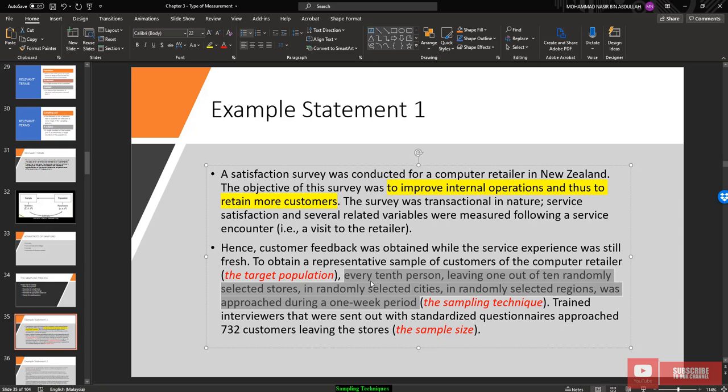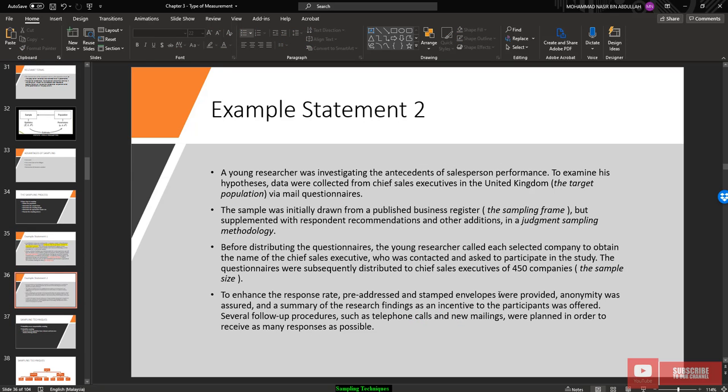In this case, maybe you do not know about this yet, but we're going to discuss it later in this lecture. This is a systematic sampling technique. Trained interviewers were sent out with a standardized questionnaire to approach 732 customers leaving the store. So 732 is our sample size, right?